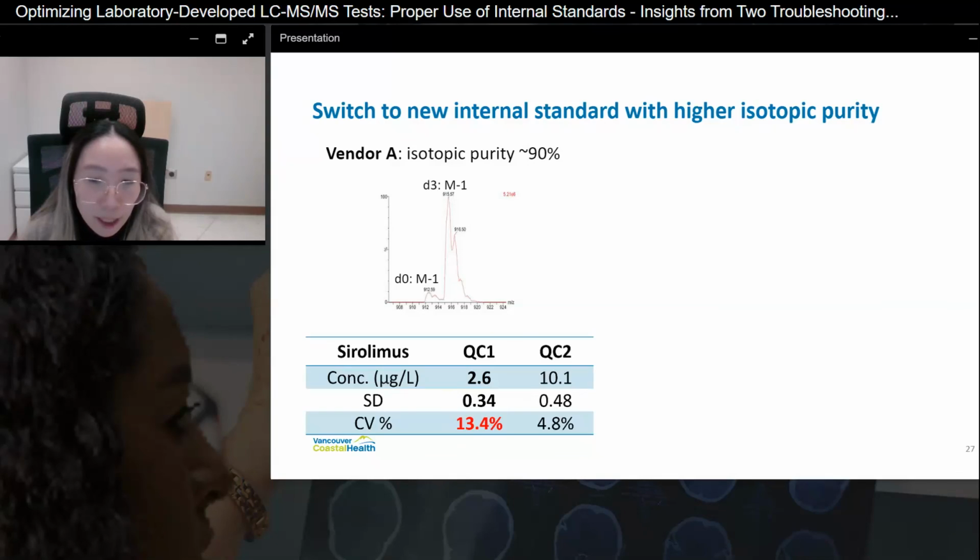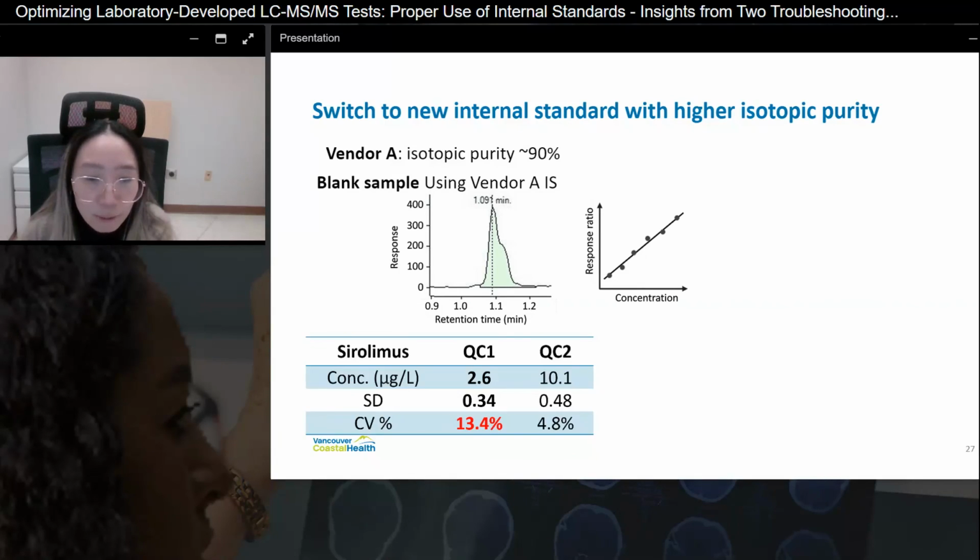This means each time we add an internal standard, we are also adding a small amount of analyte into the sample. Here I'm showing our blank sample. We should barely see any sirolimus signal, but here we see a peak that equals a signal of about 5 to 10 microliter of sirolimus. And this will shift our cal curve upward a little bit.